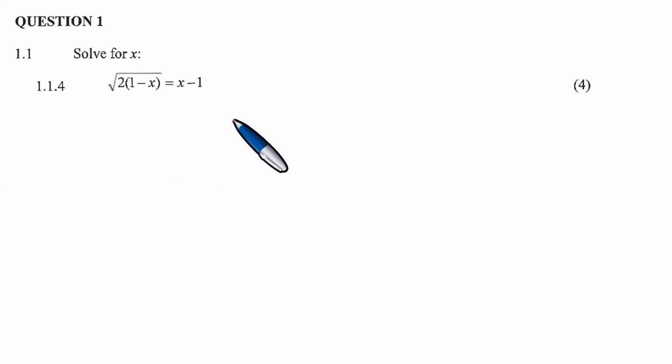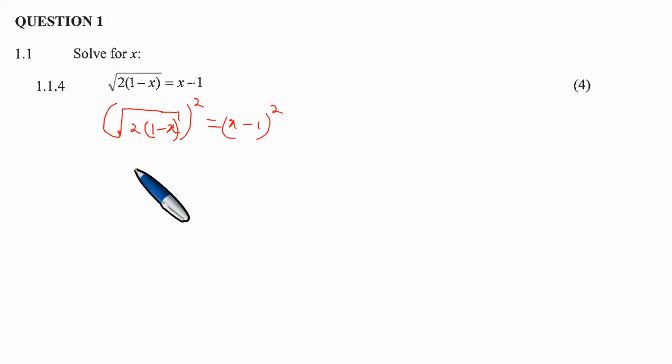Okay, part of the exam requirement is the ability to solve problems that involve radicals. So in other words, radical equations. Right, so how do we solve this particular radical equation? So to solve this radical equation, we proceed as follows. So you have 2 into 1 minus x, like this. And now we square on the left and we square on the right.